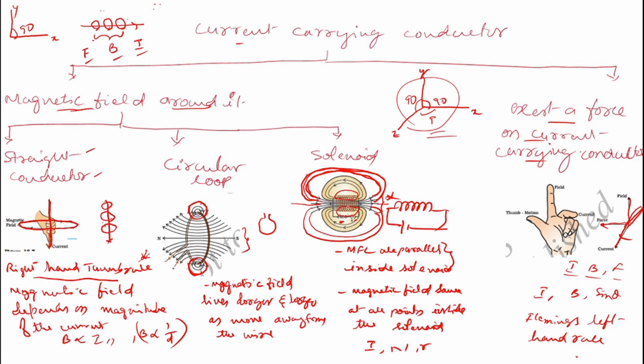That is very, very important. So magnetic field lines are more concentrated at the center. This is a very, very important property of a solenoid.